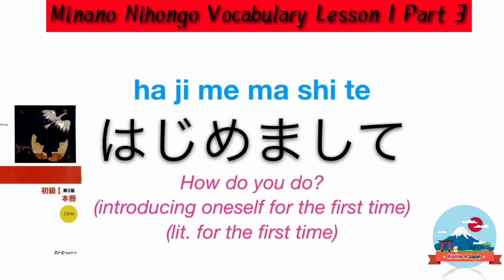Hajimemashite. This is the first phrase that you say when you're introducing yourself for the first time to someone. It means how do you do, but the literal translation is for the first time. So usually it goes like hajimemashite, watashi wa dare dare desu. Notice that the I in the shi syllable becomes silent. Hajimemashite.